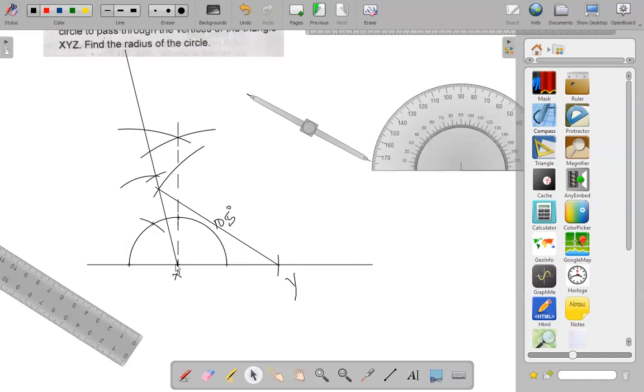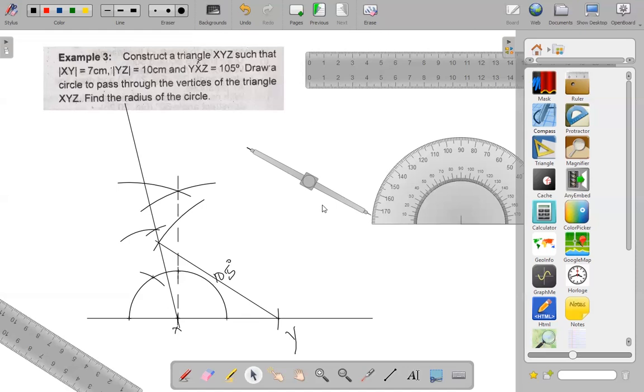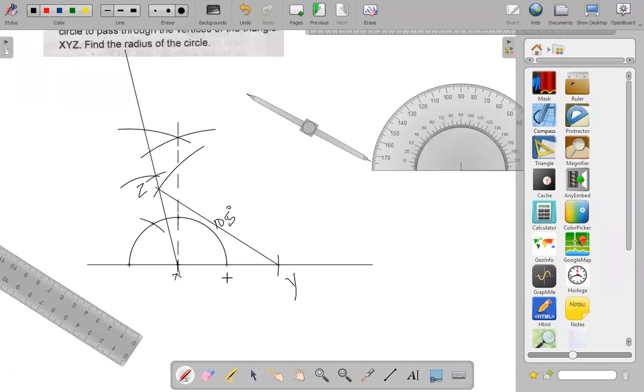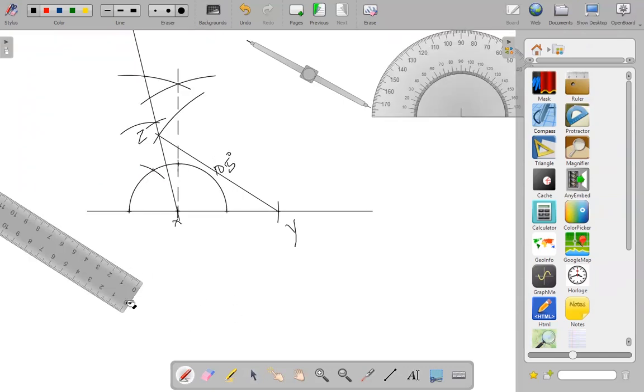So let me pick line, let me label this first. This is point Z. So I'll pick line XY and bisect it. I'll also bisect line XZ. So let's do that.